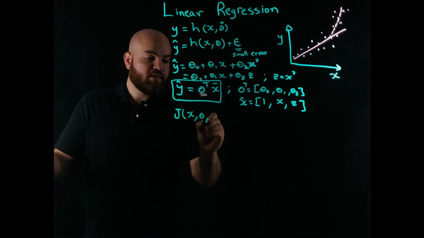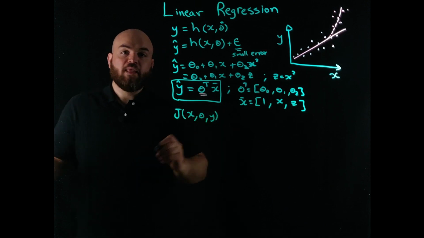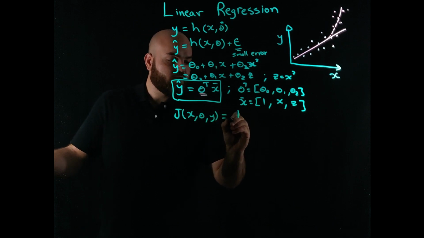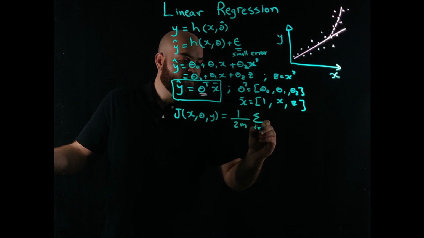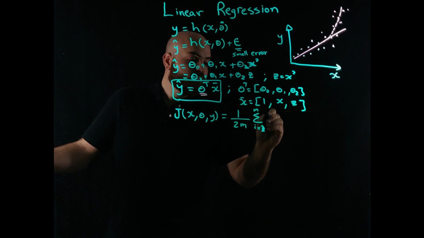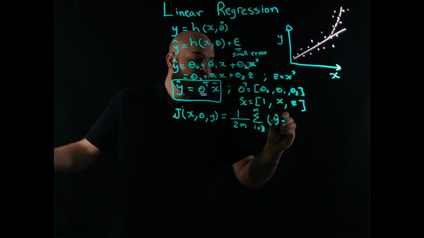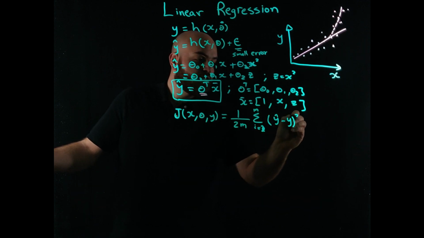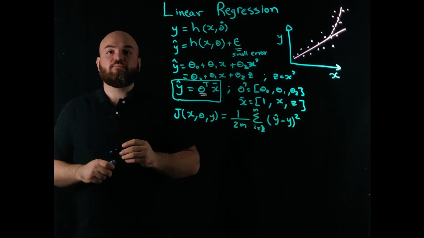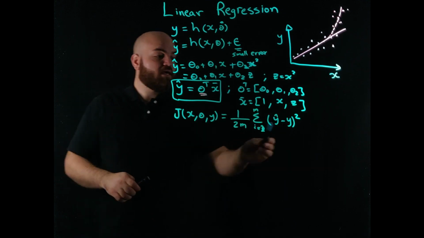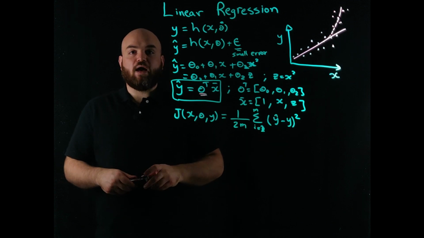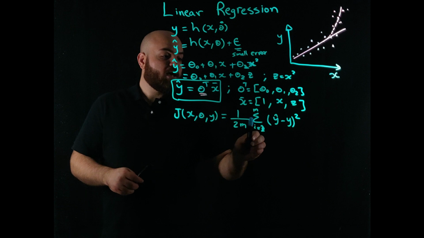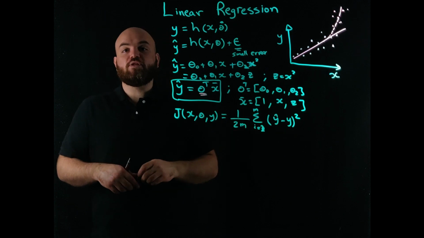J of x, theta, and y. And that is defined as follows: 1 over 2m times the summation of i from 1 to m of (y hat minus y) squared, right? So this is my error term, how far I am from the actual y, and m is the number of data points that I have.